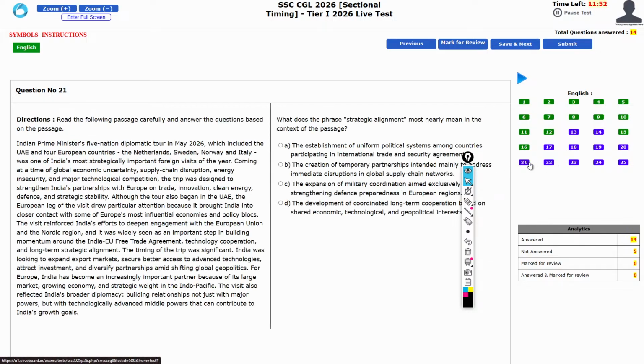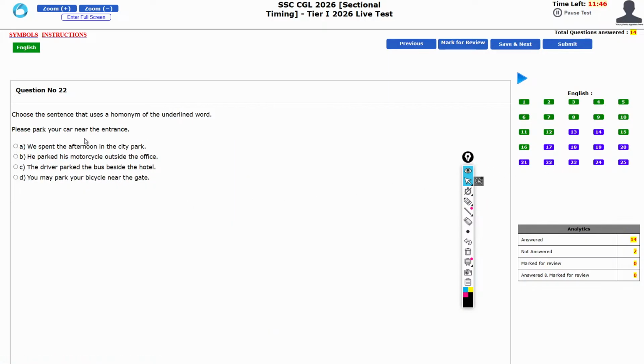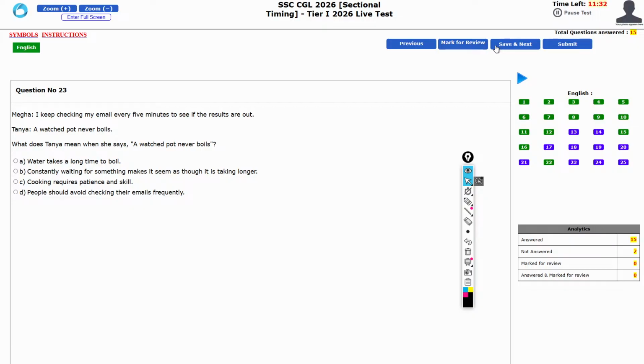RC with 5 questions. Standard. Okay. Please park your car near the entrance. We spent okay afternoon in the park. He parked his motorcycle, parked bus. You may park your bicycle. Megha: I keep checking my email every 5 minutes to see if the results are out. Tanya: A watched pot never boils. What does Tanya mean? Okay, constantly waiting for something makes it seem as though it's taking longer. Yes.